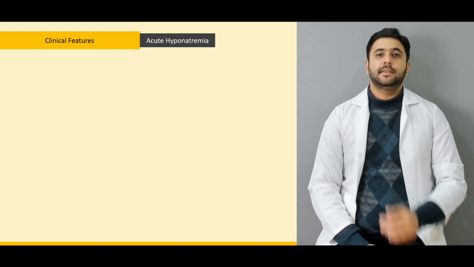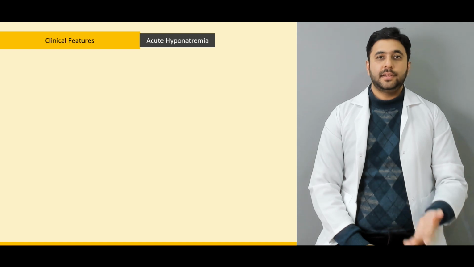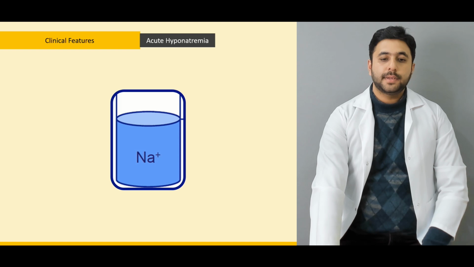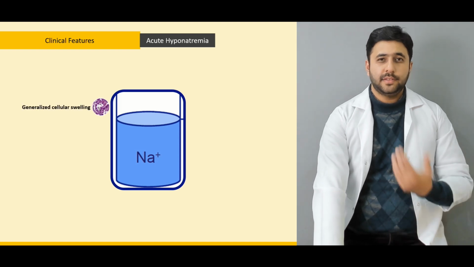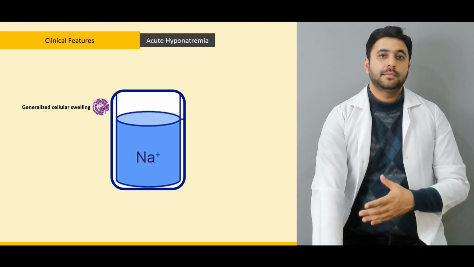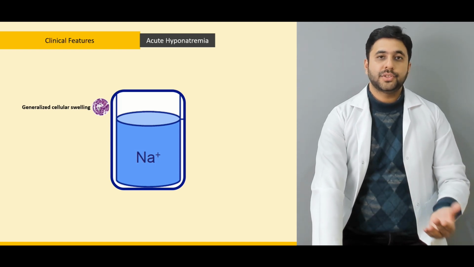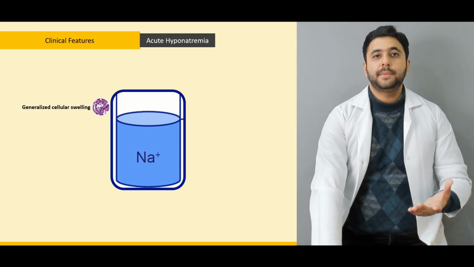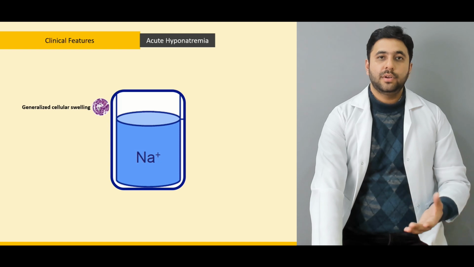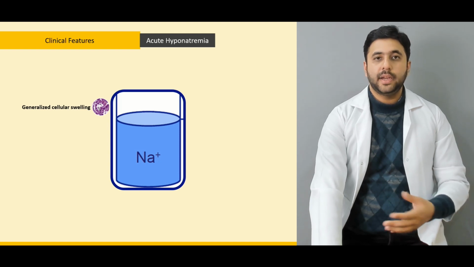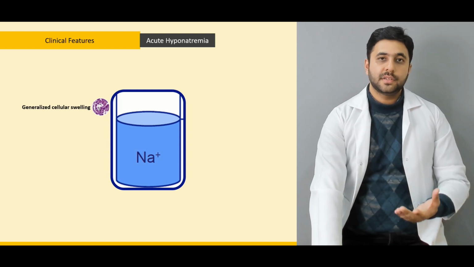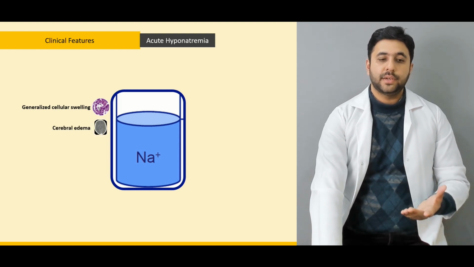The number one thing is the patient will have a history of these symptoms present for less than 48 hours. And the important thing to understand is that because of hyponatremia, the water moves inside the cells, from a higher concentration to a lower concentration. And this is specifically evident in the nervous system. So there will be generalized cellular swelling throughout the body, especially in the nervous system. And that can lead to a lot of nervous system abnormalities or symptoms, as we are going to see.